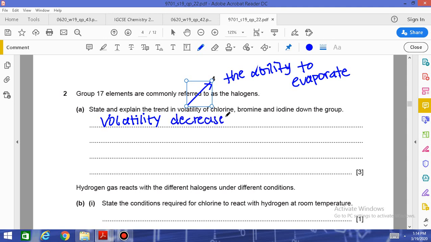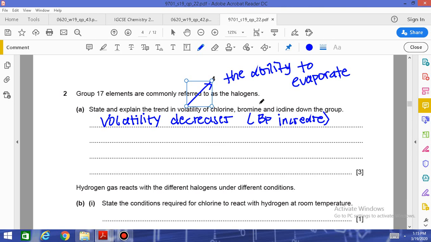The volatility decreases because as you go down the group, the boiling points increase. So it's more difficult to evaporate. More heat or more energy is required to break the van der Waals forces. Okay, volatility decreases due to boiling point increase. Why? You have to explain.